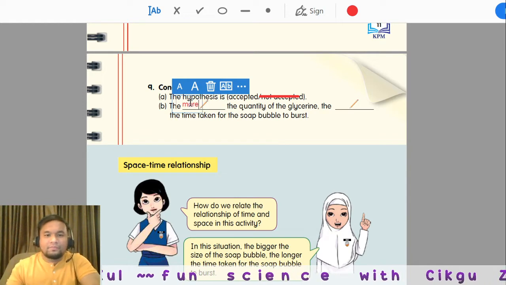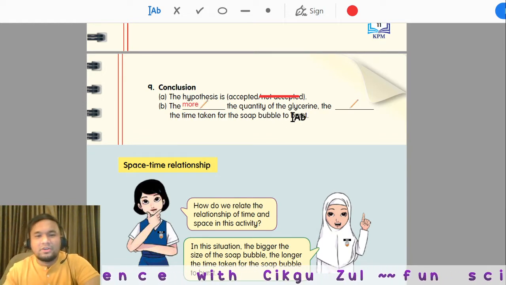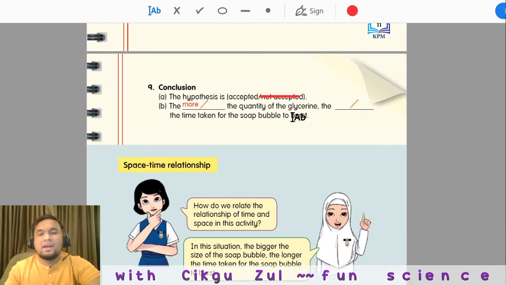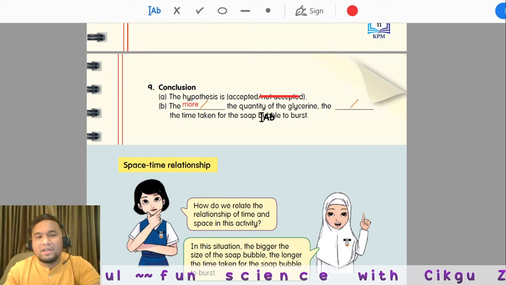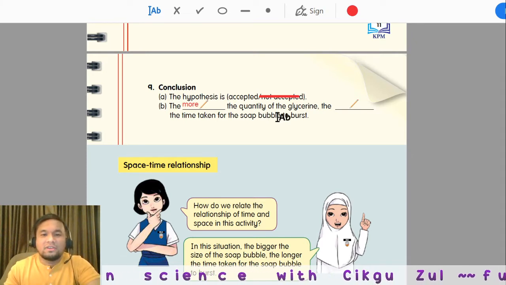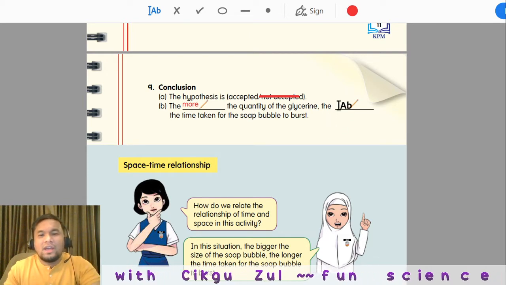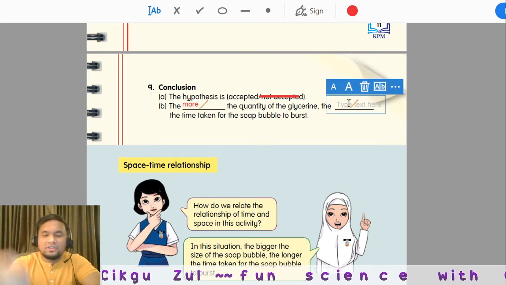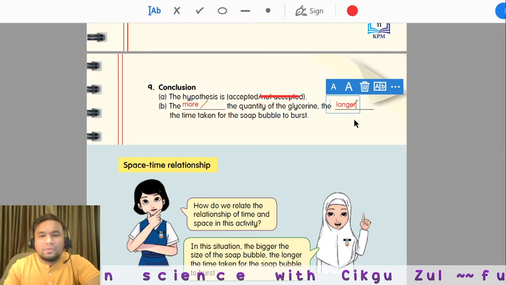More. Okay, boleh isi. Okay, the more the quantity of the glycerin, more lebih banyak, ataupun the higher the quantity, boleh juga pakai the higher. Okay, for the time taken, the higher boleh, or the longer pun boleh. So kita pakai the longer time taken for the soap bubble to burst.